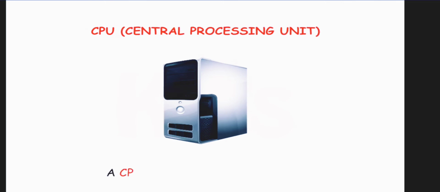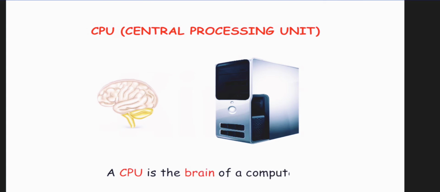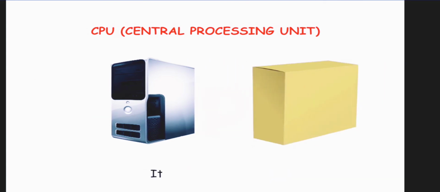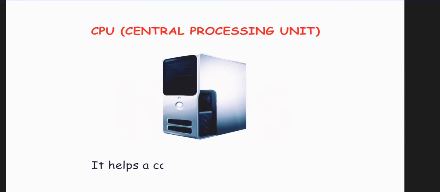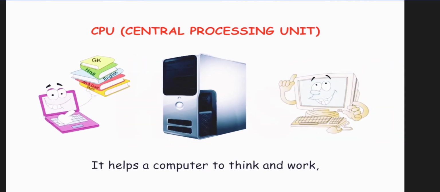Now let me tell you about CPU, that is Central Processing Unit. A CPU is the brain of a computer. It looks like a box. It helps a computer to think and work according to the given orders.